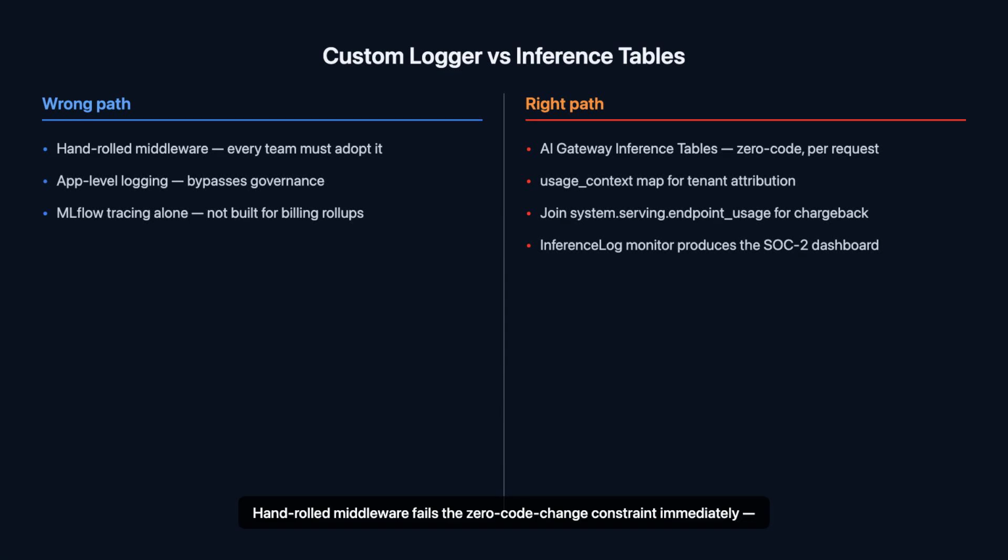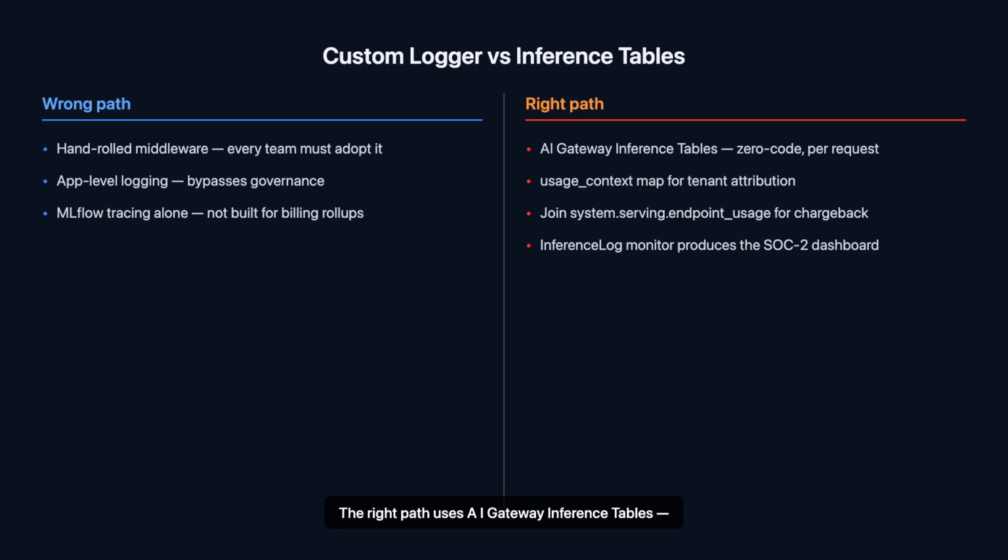Eliminations. Hand-rolled middleware fails the zero code change constraint immediately. Every team has to adopt it and keep it updated. App-level logging bypasses Unity Catalog governance entirely. MLflow tracing is excellent for debugging individual requests, but it isn't built for billing rollups across millions of calls.